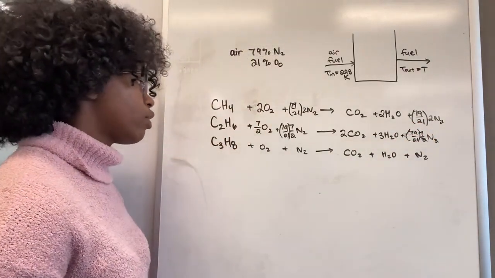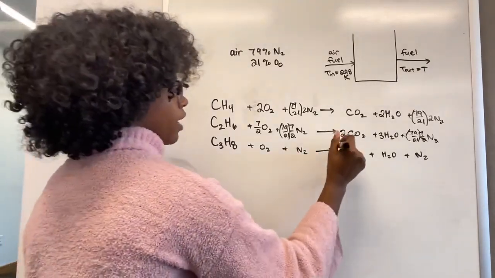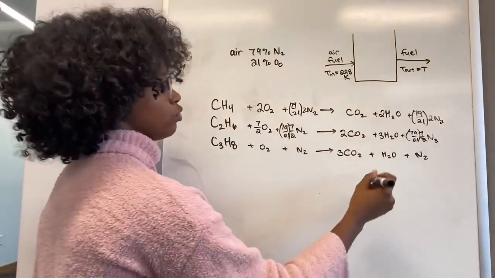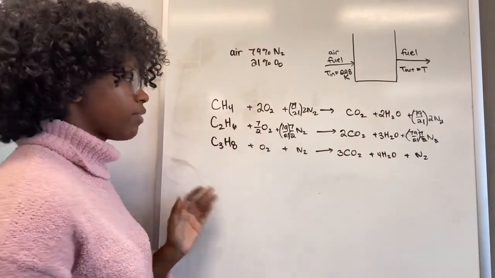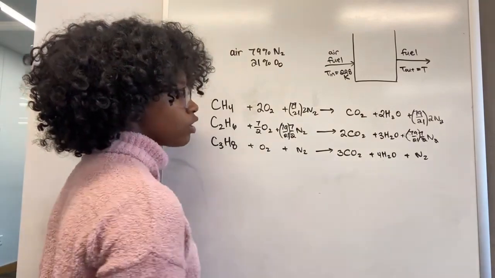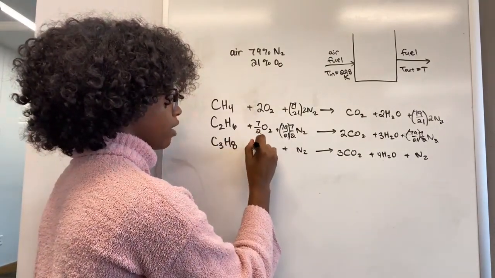And finally, in propane, we have 3 carbon dioxide on the left, 1 on the right, so we multiply it by 3. 8 hydrogens on the left, 2 on the right, so we multiply it by 4. 2 oxygens on the left, we have 6 in carbon dioxide and 4 in water, so we have 10 on the right, so we multiply this by 5.